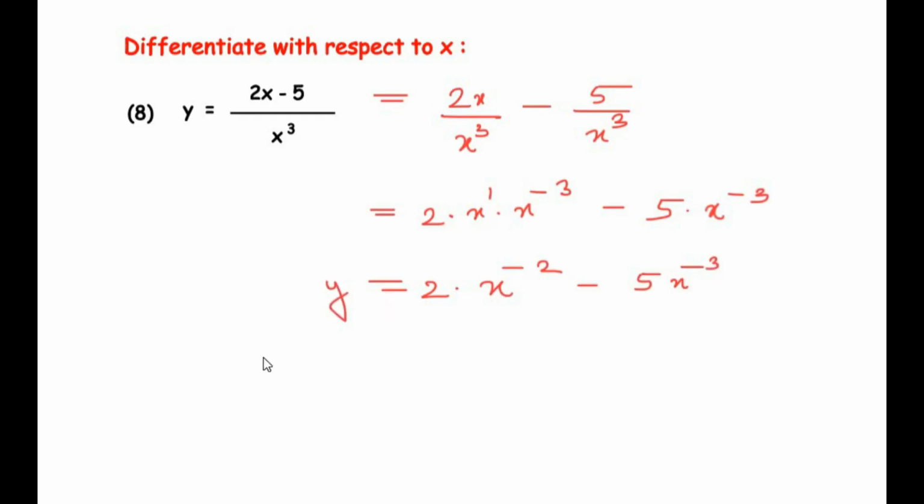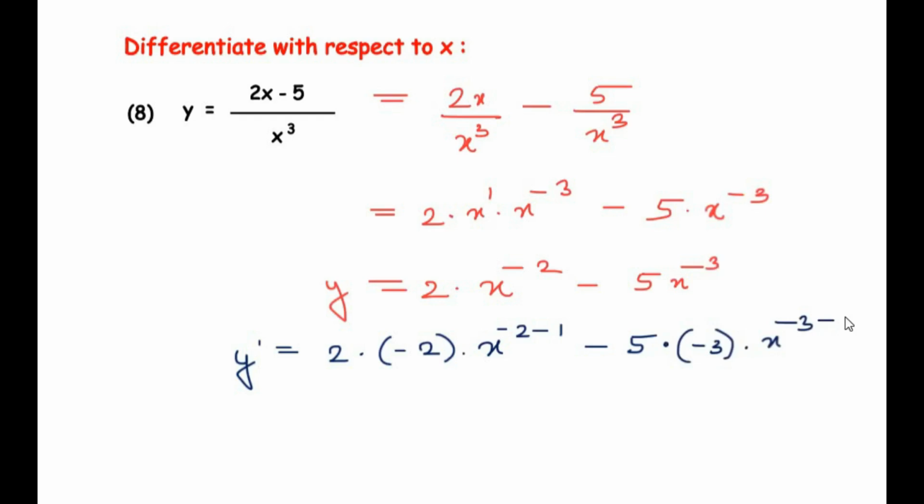Now we have to differentiate it. So we are going to write it as y dash is equal to, using the power rule, we are going to write 2 times, the power comes down, minus 2, and x to the power of minus 2 minus 1, as the power reduces by 1, minus 5 times. Now again using the power rule, the power comes down, multiplies with negative 3, times x to the power of negative 3 minus 1. Now further simplifying this, 2 times negative 2 gives you negative 4, times x to the power of negative 3, minus of minus gives you plus, so 5 times 3 is 15, times x to the power of negative 4.